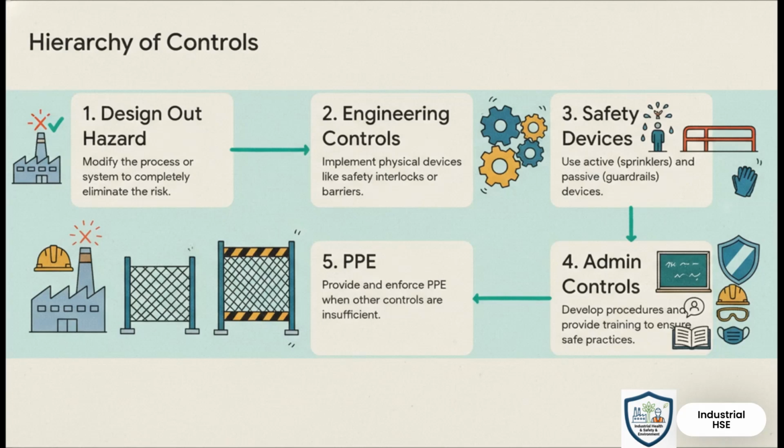The absolute best thing you can do is just completely design the hazard out of existence. If you can't do that, you move down to engineering controls, like physical barriers, then safety devices, then new procedures. And way down at the bottom, as a last resort, you have personal protective equipment, or PPE.